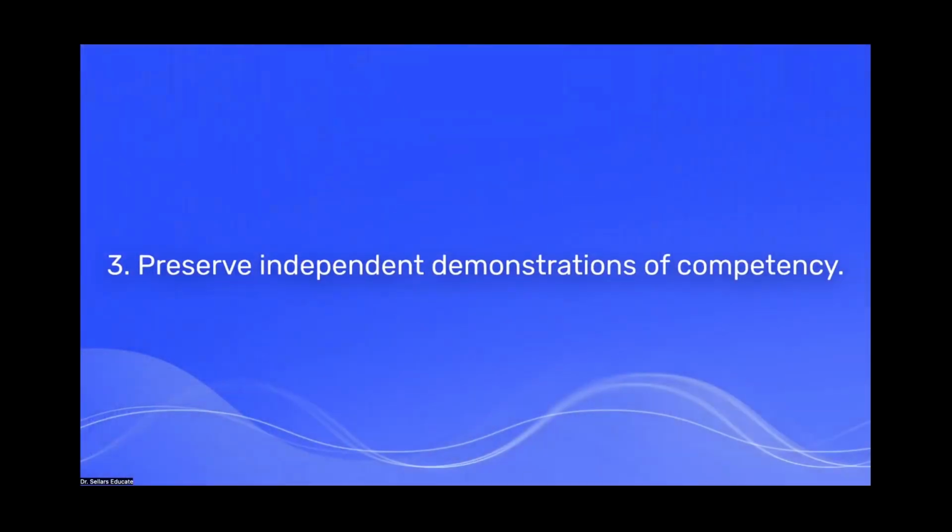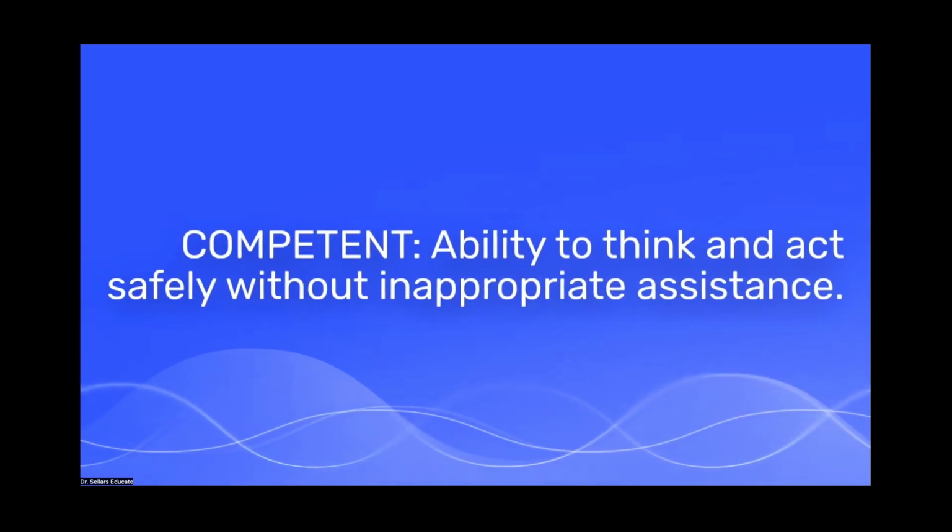And then number three, I love this one. We want to preserve independent demonstrations of competency. Well, first, let's talk about what competent is. It is our ability to think and act safely without inappropriate, keyword is inappropriate, assistance. We want our learners to be able to encounter AI-supported healthcare environments. However, they still have to demonstrate that they can think and act safely without inappropriate assistance. So what are some examples of teaching strategies and assessment tools that we can use to help students develop this level of competency that we're talking about?